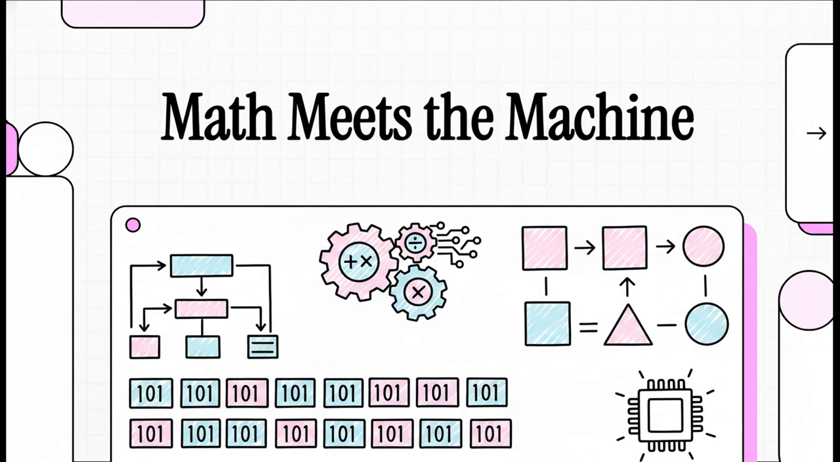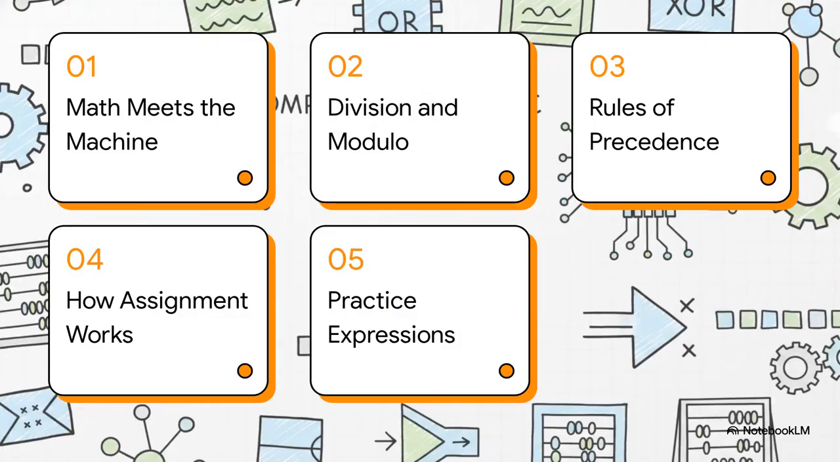We're going to break down exactly how the machine thinks and how it translates human math into its own rigid, logical arithmetic. Here is a quick roadmap of what we'll cover today. We'll start with how math meets the machine, then we'll tackle the quirks of division and modulo, cover the absolute rules of precedence, explain how assignment actually works under the hood, and finally put the whole shebang into practice.